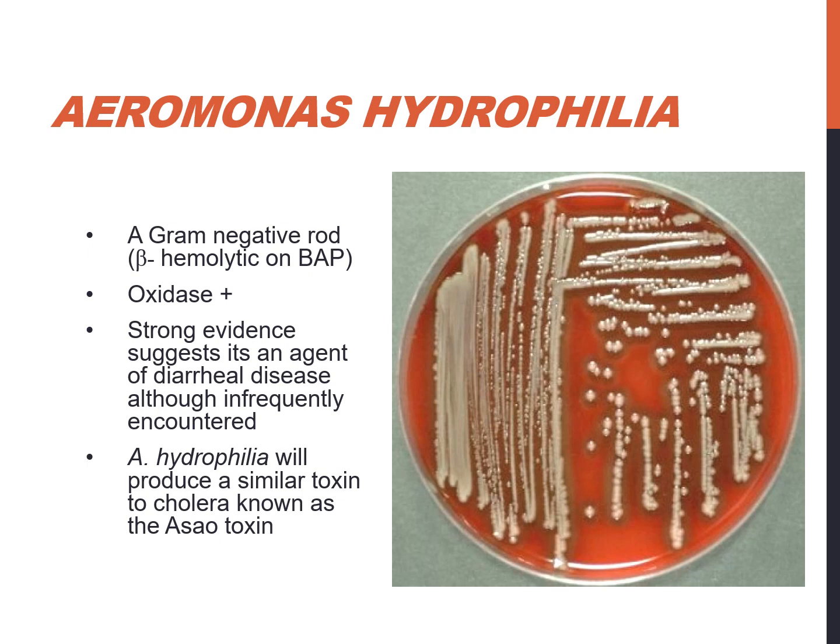Okay, this is an alpha hemolytic toxin that destroys red cells, and this was named after the person who actually discovered the toxin. Aeromonas hydrophilia is oxidase positive and catalase positive. It will reduce nitrate to nitrite, and it's negative for lysine, arginine, and ornithine decarboxylase.